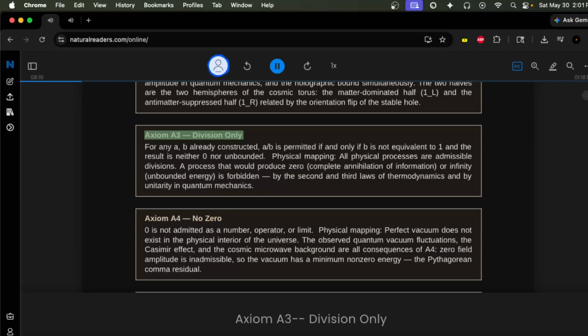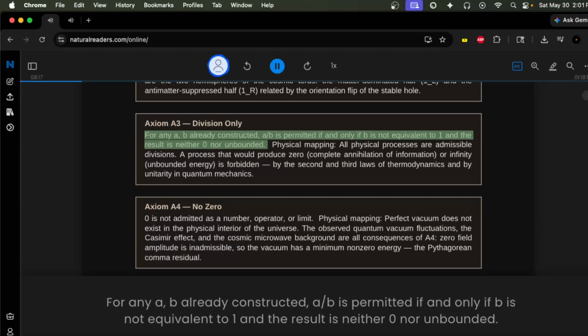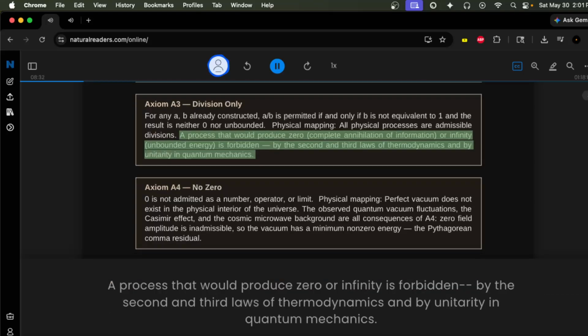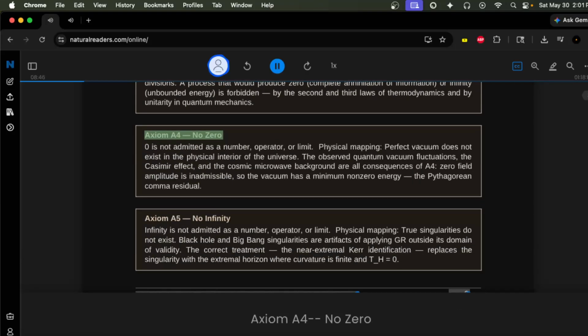Axiom A3, division only. For any A, B already constructed, A/B is permitted if and only if B is not equivalent to 1 and the result is neither 0 nor unbounded. Physical mapping. All physical processes are admissible divisions. A process that would produce 0 or infinity is forbidden by the second and third laws of thermodynamics and by unitarity in quantum mechanics.